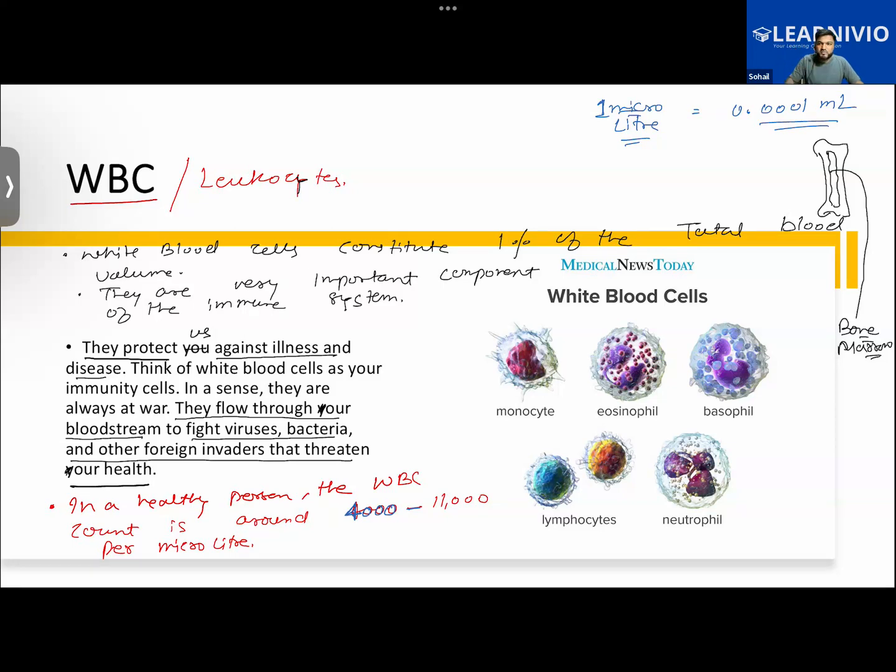Yes, continue. Sir, it means that we have lots of infection in our body. Our body is fighting against infection, and thereby the production of white blood cells increases. Everyone getting these concepts?